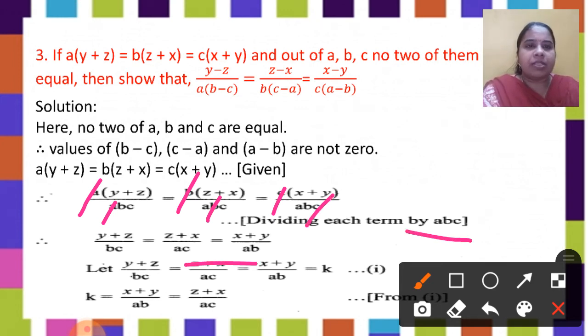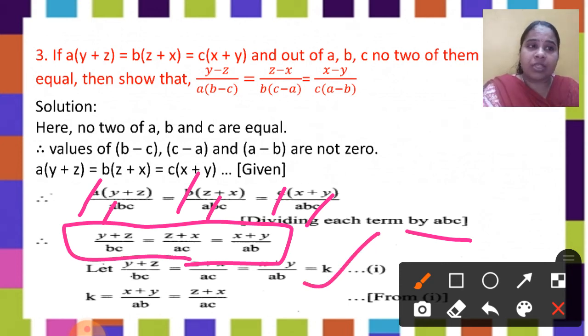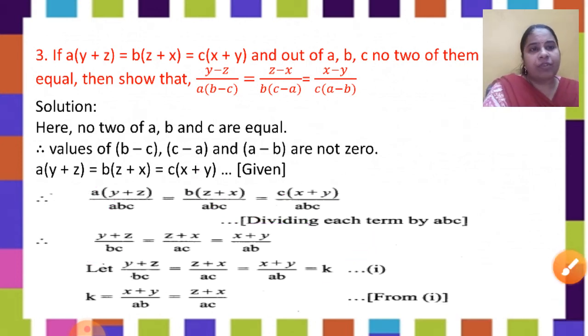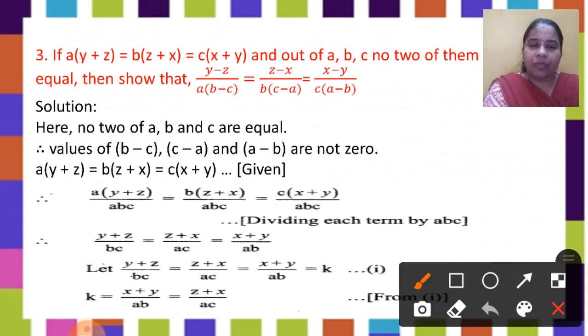Once you get this, your immediate next step should be to equate it to k. It is compulsory that whenever you are solving sums based on this type, you have to use the k method. If you don't write this k, 100% you are going to get it wrong. Okay, so equate it to k. Now how to proceed? Till here I hope everybody understood. Write what is given, divide throughout by abc.